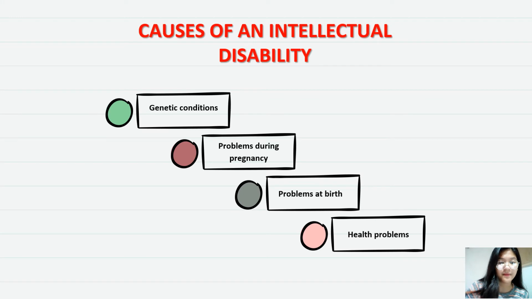Lastly is health problems. Diseases like whooping cough, the measles, or meningitis can cause intellectual disabilities. They can also be caused by extreme malnutrition, not getting appropriate medical care, or by being exposed to poisons like lead or mercury.